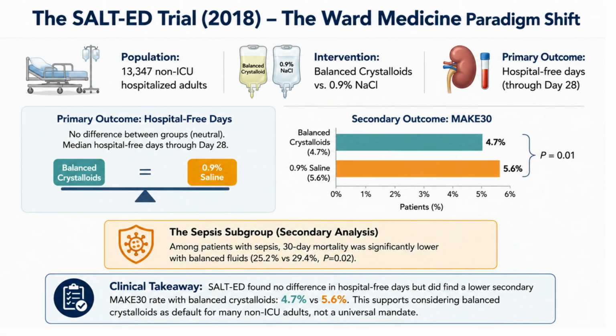SALT-ED studied non-critically ill hospitalized adults who received crystalloids in the emergency department and were then admitted outside the intensive care unit. The primary outcome was hospital-free days through day 28, and that outcome was neutral. Patients did not leave the hospital meaningfully sooner because of fluid choice, but the secondary kidney composite, MAKE-30, was lower with balanced crystalloids. This is a common evidence nuance. A neutral primary outcome limits how strongly we can claim benefit, but a kidney signal in a large pragmatic trial still supports balanced crystalloids as a reasonable default for many hospitalized adults, especially when there is no specific reason to use saline. The larger blinded trials then complicate the story.